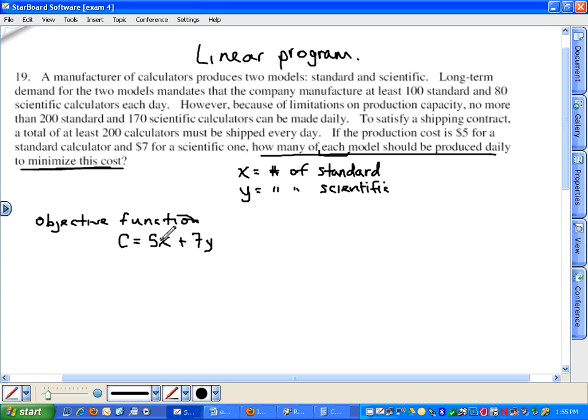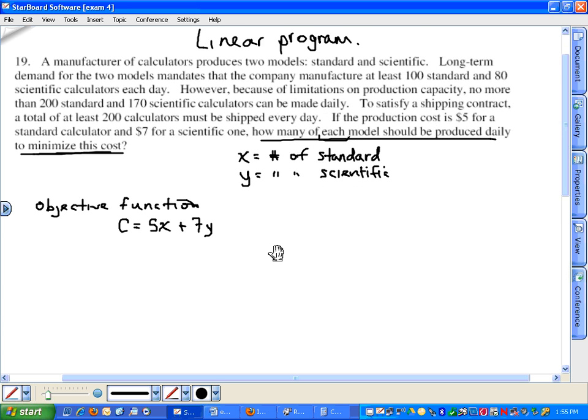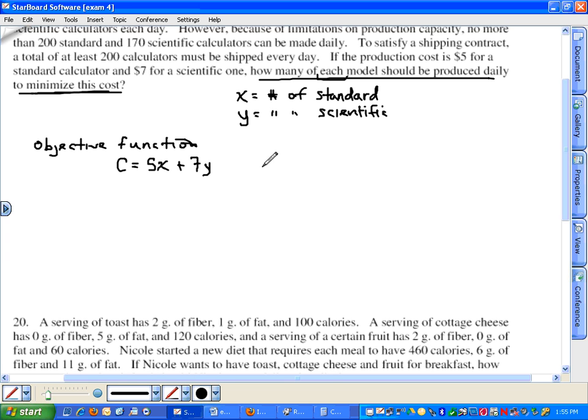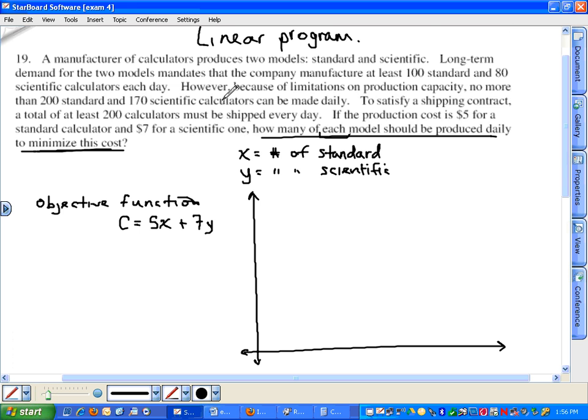What we need to have now are values of x and y to plug into this cost function to see which produces the minimum cost. And we get those x and y values off of a graph of the feasible region. Now the feasible region is that bounded region of inequalities that need to be formed based on the information given. So let's just go a sentence at a time. Long-term demand for the two models mandates that the company manufacture at least 100 standard and 80 scientific calculators each day.